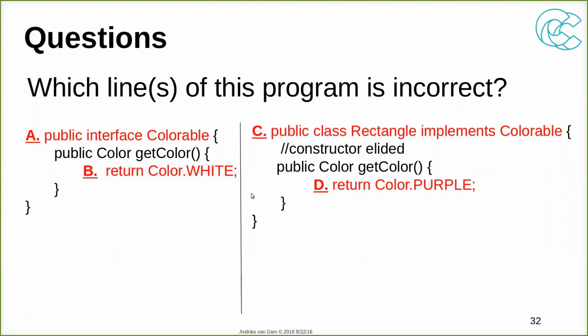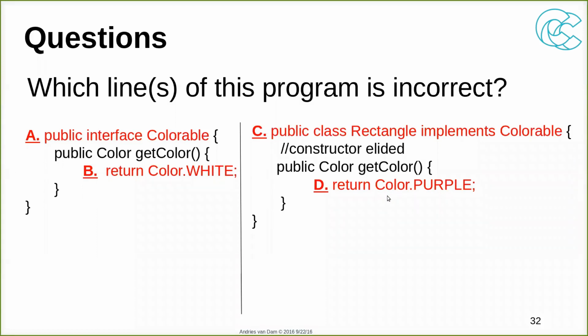Yeah, sir. Line D is incorrect in this one, because you can only declare functions in an interface, not define them. Right, that's right. So line B is the error here, because you can only declare it. And when you declare it, you cannot have the body of the method. There cannot be any implementation in the declaration. So that's why this line gives an error.